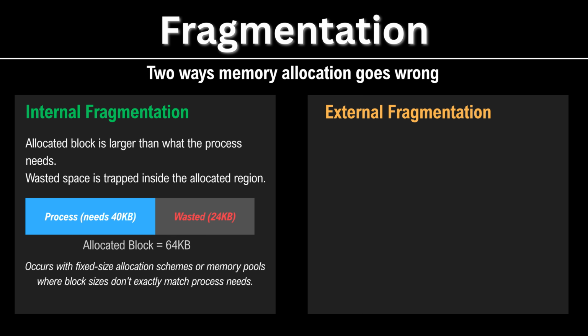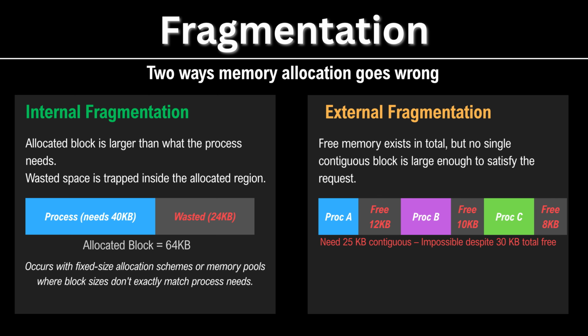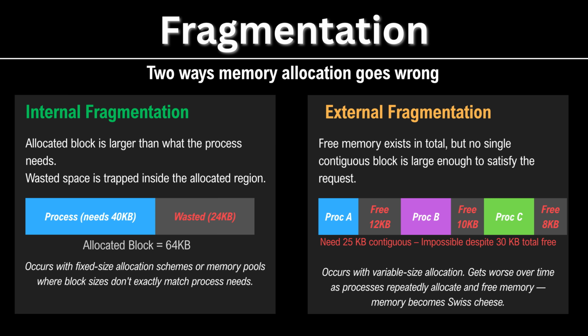External fragmentation is different. Here, free memory exists in total, but it is scattered across non-contiguous gaps across the RAM. If a new process needs 25 KB contiguous and you have 3 free blocks of 12 KB, 10 KB and 8 KB, that's 30 KB free RAM, but the process still cannot load. External fragmentation is the harder problem. Paging, which we will cover shortly, is specifically designed to eliminate this.